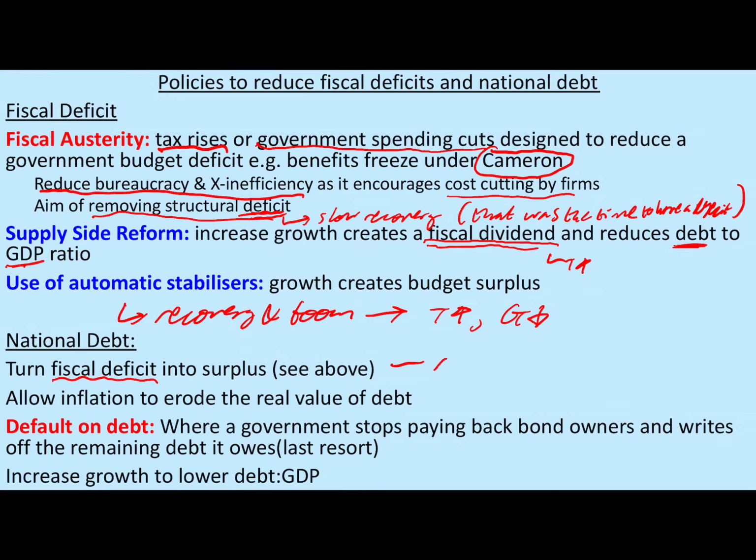our national debt is essentially the sum of all our yearly deficits. If we have surpluses, that's going to be a negative deficit, as it were. That's going to push our national debt down. We could allow inflation to erode the real value of debt.